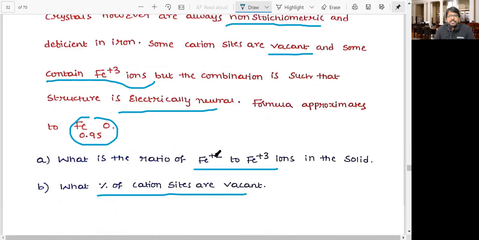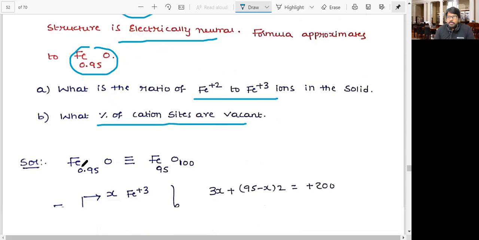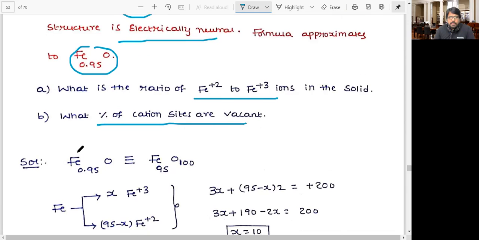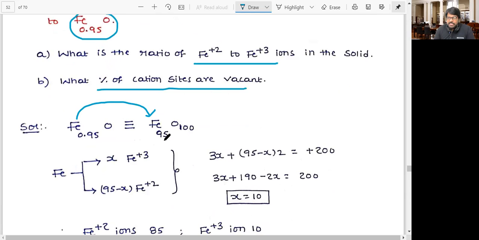So first, let us find the Fe+2 to Fe+3 ratio. And I told you already, electrical neutrality is the key point I'm using. And this is the given formula. Write that formula like this. Instead of fractions, let us take whole numbers. So Fe95, finally, right? This is the final formula, not the initial formula. So 95 irons and 100 oxygens.